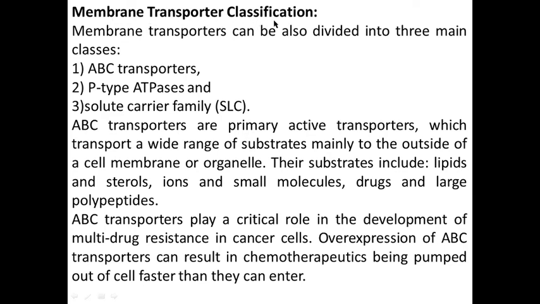Membrane transporter classification. Membrane transporters can be also divided into three main classes. First, ABC transporter. Number 2, P-type ATPase. And number 3, solute carrier family. ABC transporters are primary active transporters which transport a wide range of substances mainly to the outside of a cell membrane or organelle.